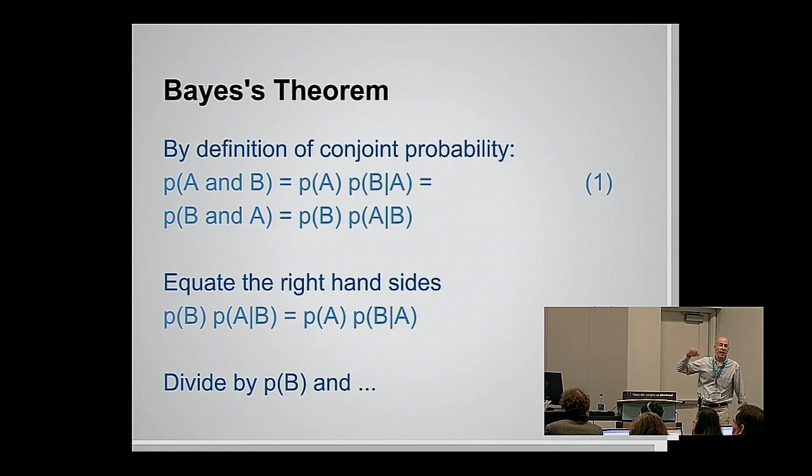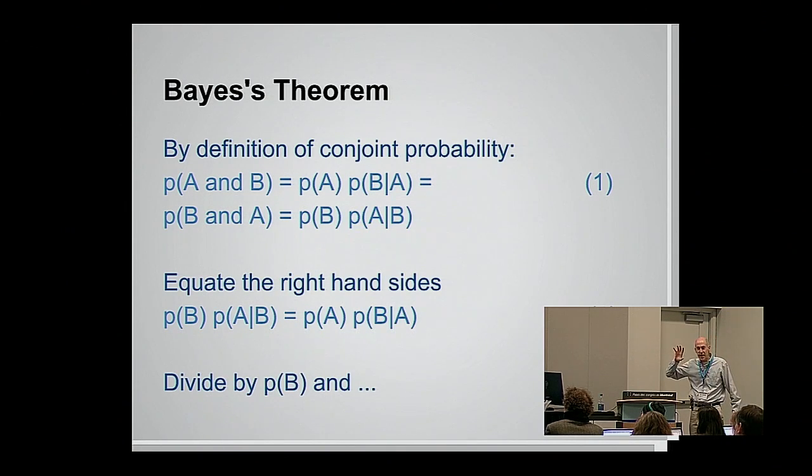So first, just applying the definition that I had on the previous slide, the probability of A and B should be equal to the probability of B and A. I can write it either way. And if I just take the right-hand side of those two equations and equate them, I get what I'm going to call equation number 2.